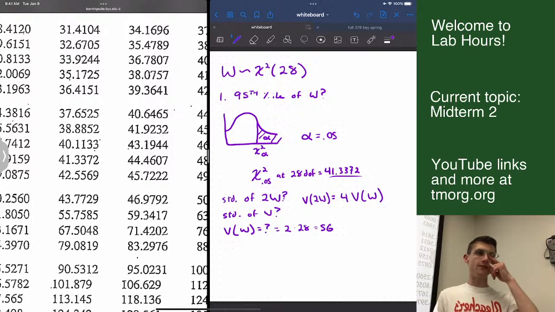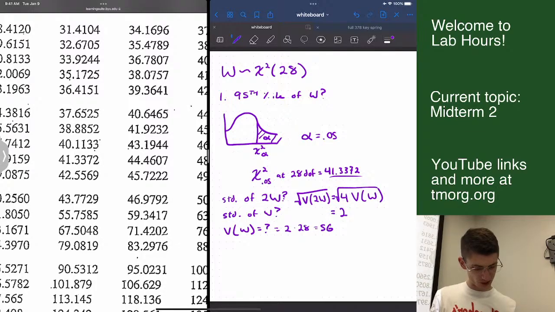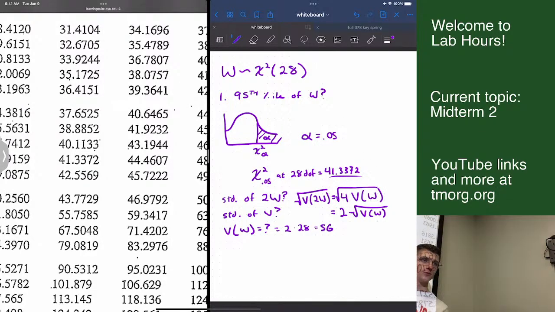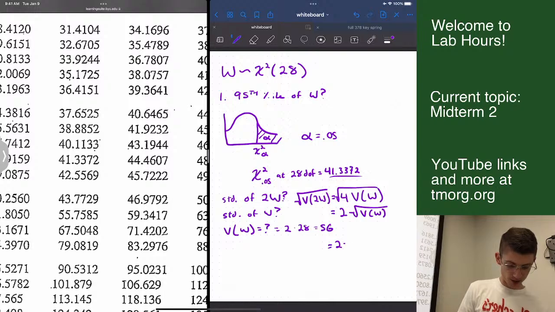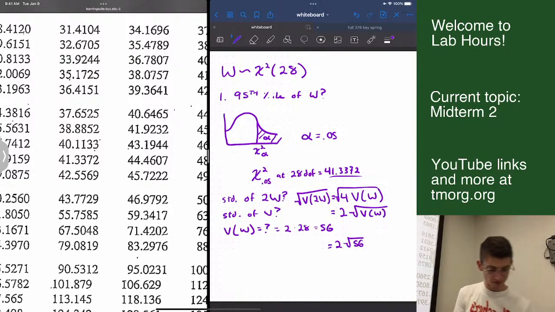4 times 56 is whatever. Let's just ignore that for a second, because the standard deviation of 2W is just the square root of this. So it's going to be equal to 2 times the square root of the variance of W. Right? Because if I have a 4 inside the square root, and it's just multiplied through, I can pull it out and turn it into a 2. I'm allowed to do that. Math says so. So that would be equal to 2 times the square root of 56. Cool. That is the standard deviation of 2W. Notice that it's twice the standard deviation of W.